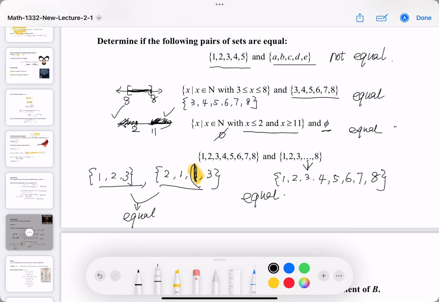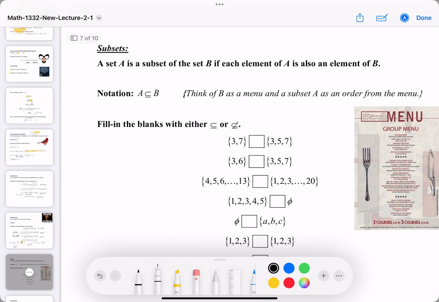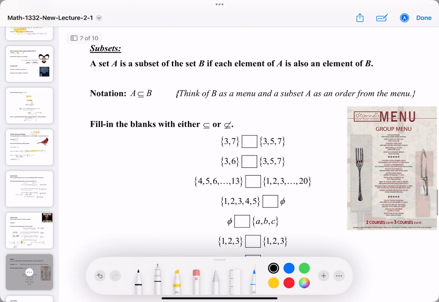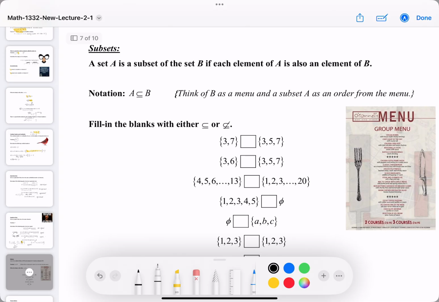Because they have exactly the same 3 elements. All right, let's see subset. A set A is a subset of B if each element of A is also an element of B. All right, so A and B, they are all sets.